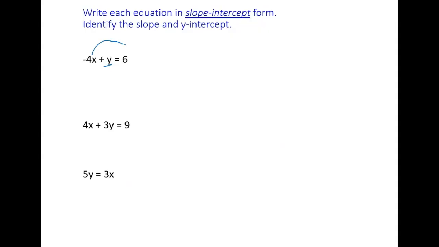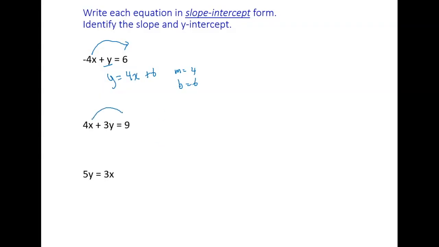So to get y by itself, I'm going to bring this 4x over. This time, it's going to become a positive 4x because it was a negative first, right? So we have 4x plus 6, and I'm done because there's nothing else attached to the y. So then my slope is 4, and my y-intercept is 6.